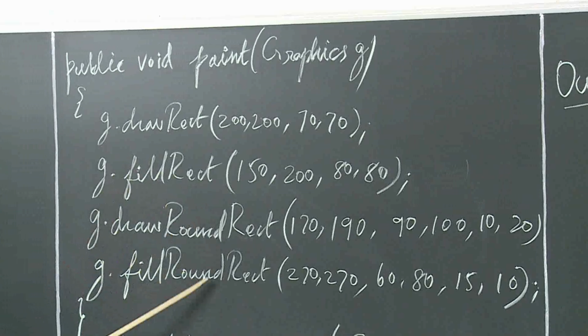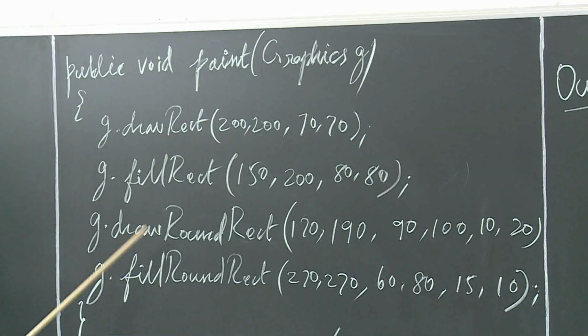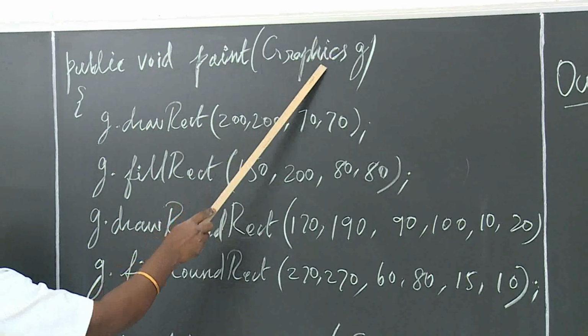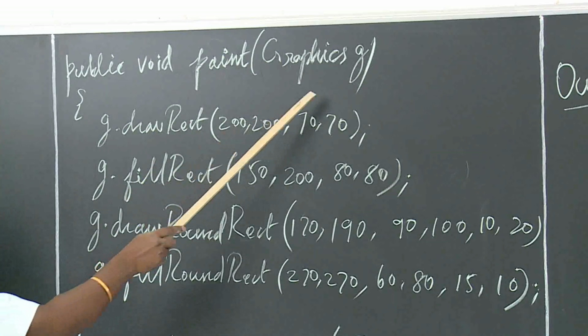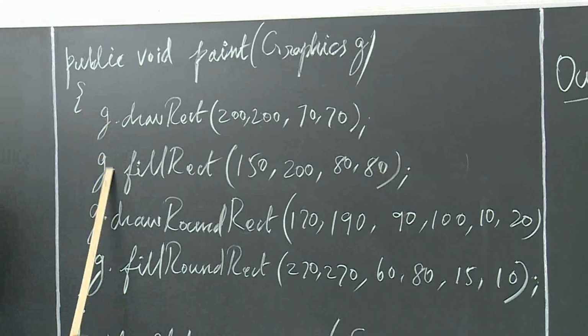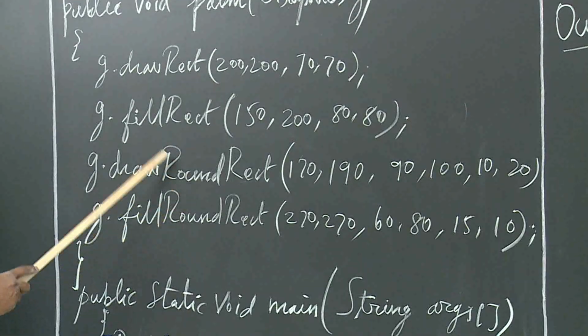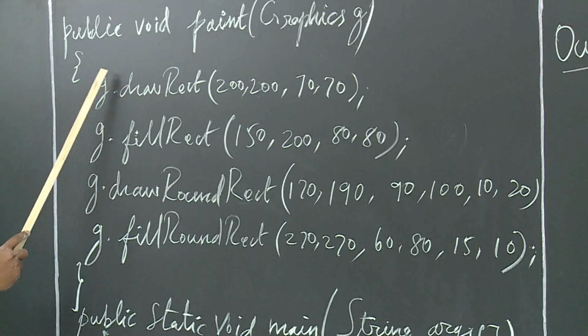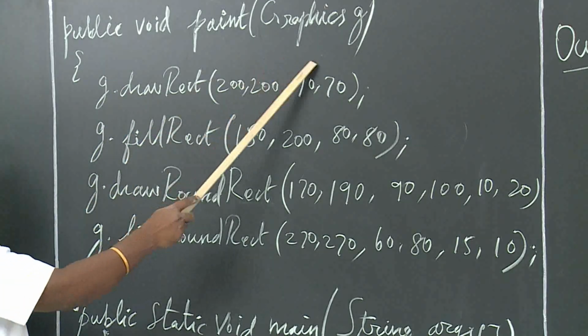I have explained the syntax and what the parameters included within it are. So here the Graphics class is included, with the object G. Here G is the object. With the help of this object, we can draw any object over the frame. Initially, the first function represents draw rectangle. So I can draw the rectangle with these specifications.